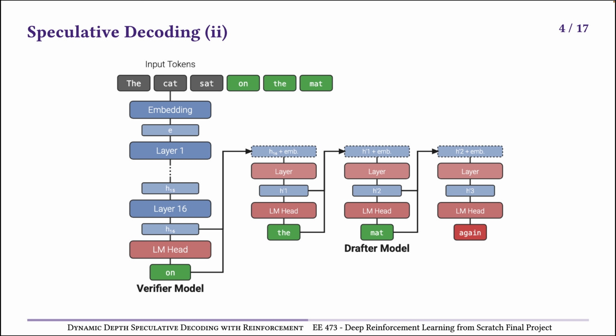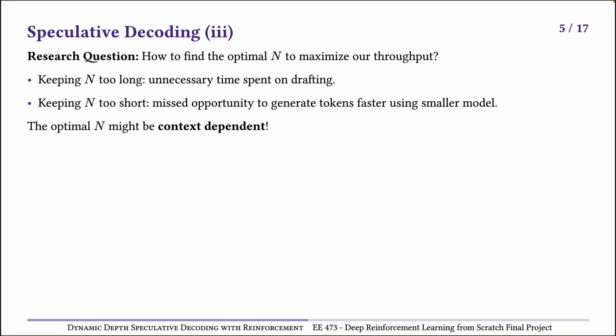This is a demonstration of the speculative decoding workflow. On the left, we have the bigger model with 16 layers, and on the right, we have the drafter model with only a couple layers. Here, the tokens in green are accepted and red are rejected. So the drafter model successfully predicted the next two tokens and saved us compute.